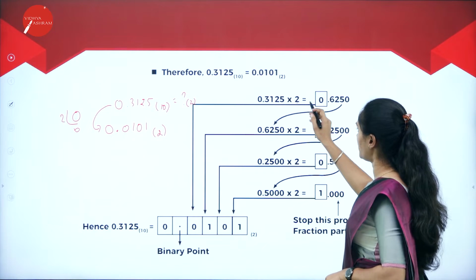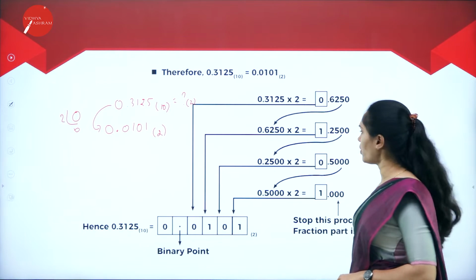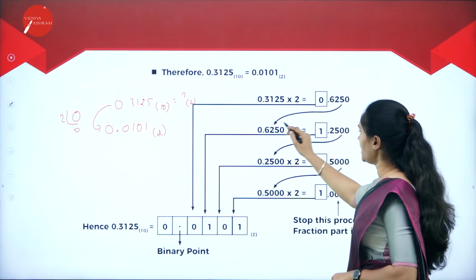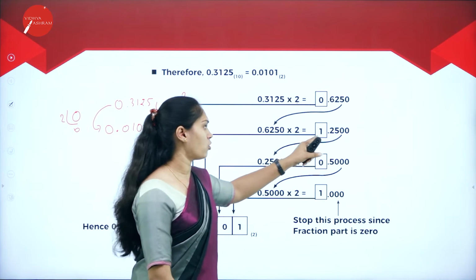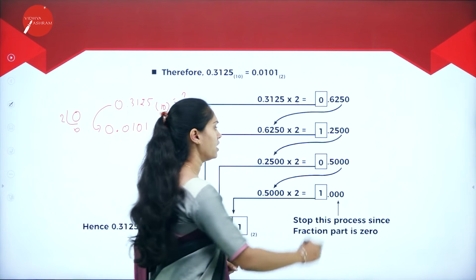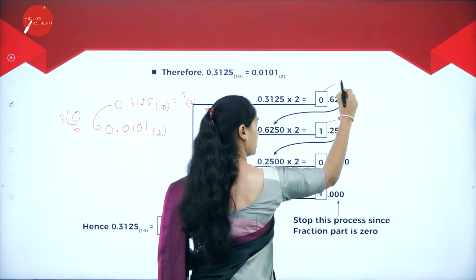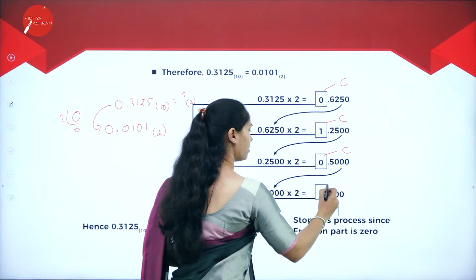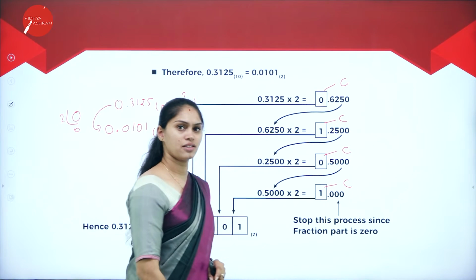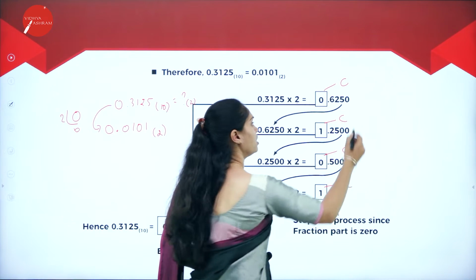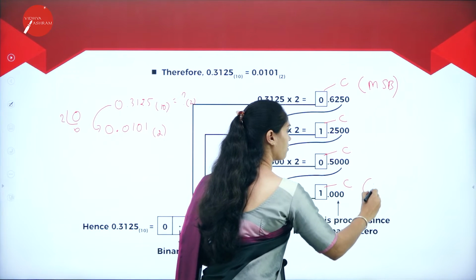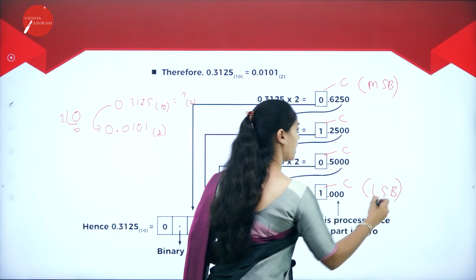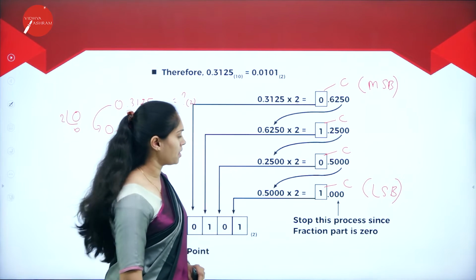0.3125 will be multiplied by 2, then we will get 0.6250. Again that will be multiplied by 2, right? Then what will we get? 1.2500. So this 1 will be the carry, the 0 will be the carry, and again this 0 will be a carry. The first carry that we get will be called the MSB. The last carry that we get will be called the LSB, that is the least significant bit.